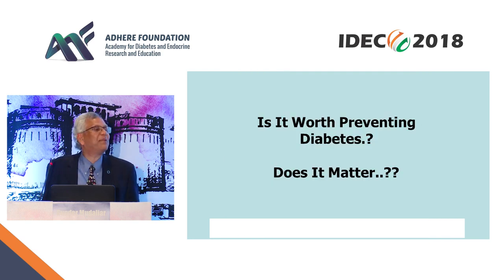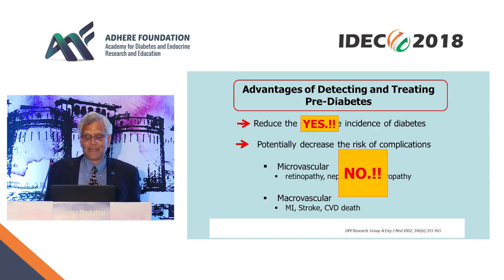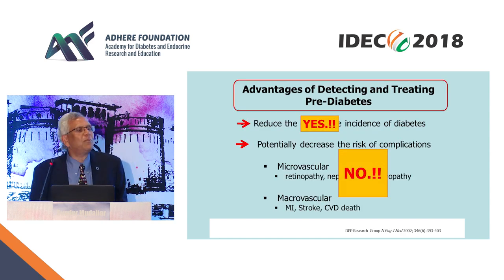Is it worth preventing diabetes? I know this is controversial. I've got some controversial people who are going to ask me questions. Does it really matter? Okay, let me go back to what I said in the beginning. The advantages of detecting and treating is to reduce the cumulative incidence of diabetes. Can we do that? Yes. I've shown you the numbers.